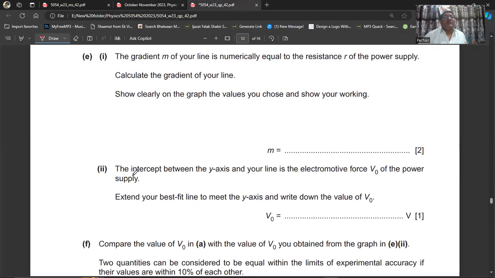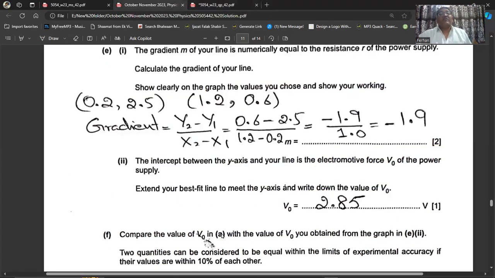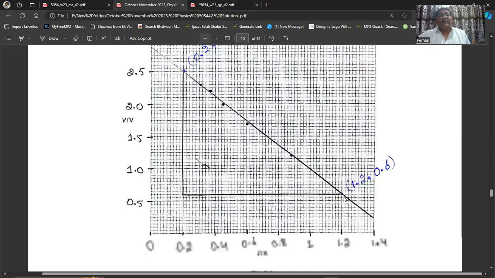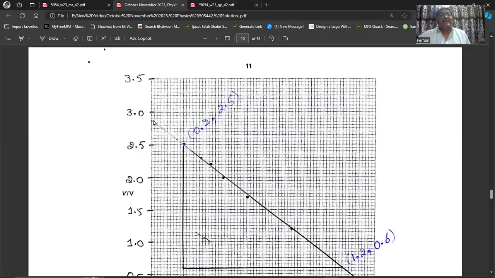The intercept between the y-axis and your line is the electromotive force V naught of the power supply. Extend your best fit line to meet the y-axis and write down the values of the V naught. Now the V naught is the y-intercept. So you see what does that mean? That means when I extend this line, when this line cuts the y-axis, you just have to note down that value. This is 0.85.